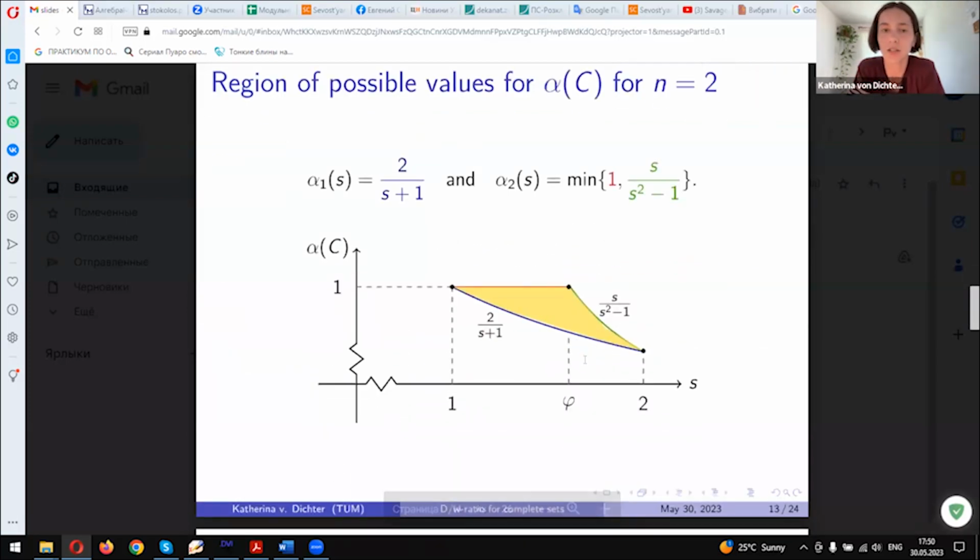This is a result that we got for the two-dimensional case. We have shown the complete region of this possible factor alpha. It is bounded from above by 1 and by the function S over S squared minus 1, where S is the symmetry value of the considered set, and the lower bound is 2 over S plus 1. We have also shown that this diagram is filled.